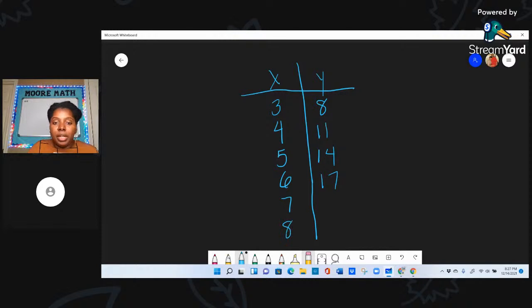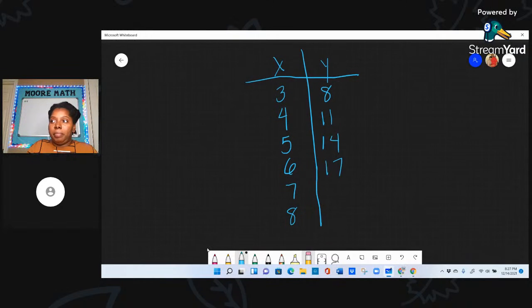And give me 7 and 8. Okay. Let me pull this up a little bit. All right. Tell me what to do. The x's are adding by 1, and the y's are adding by 3. Good. And that's y. M equals 3 over 1. And that's 3. Good.